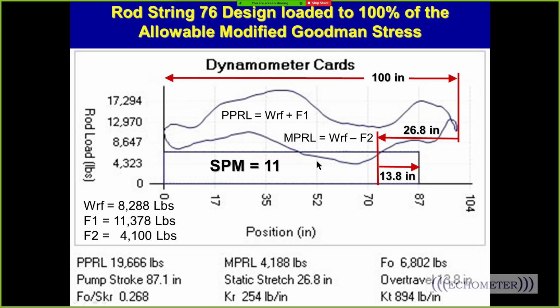So as we pump faster, we get 11 strokes a minute. We have a higher peak polish rod load with more acceleration because we're pumping faster, and a lower minimum load. And at 11 strokes a minute, based on a modified Goodman, allowed stress limits, we've reached our maximum stress load of 100%. And we're getting the same static stretch. We still lose 26.8 inches of stroke, down stroke, due to the rod stretch. But since we're going faster, now 11 strokes a minute, we get 13.8 inches of over travel back.